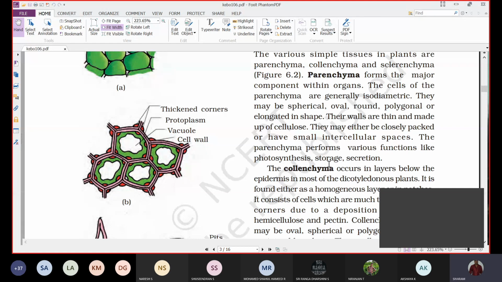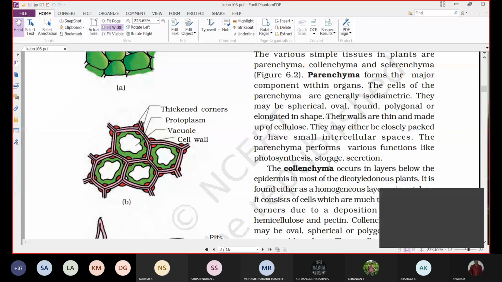And next, in the storage regions, the parenchyma will store food material. For example, we are eating the potato, no? When you are eating potato, you are nothing but eating parenchymal cells only. The potato is completely made up of parenchymal cells which are storing food material. They are completely parenchymal cells, no other cells.